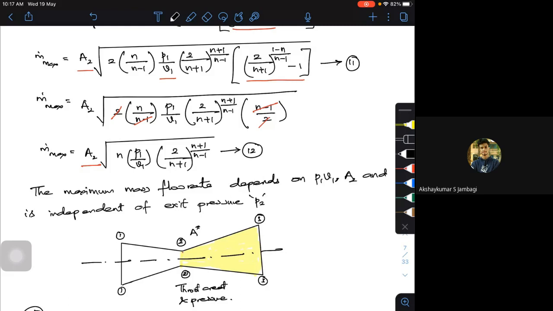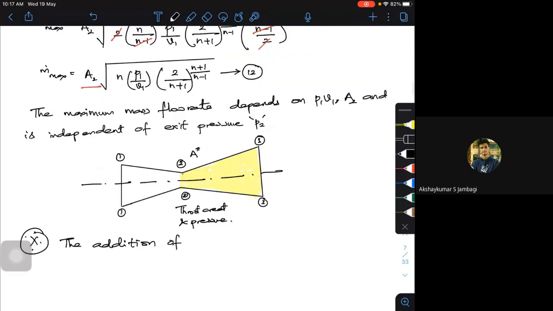What I want to tell is, even though you had a divergent portion for the CD nozzle, that divergent portion doesn't have any effect on your mass flow rate. Okay, sir. But on velocity there can be. Yes, the divergent portion may have an impact on your exit velocity, but on the mass flow rate it doesn't have any effect.